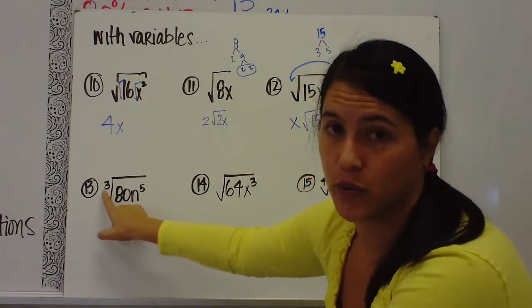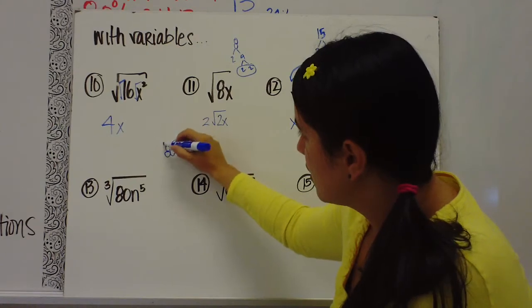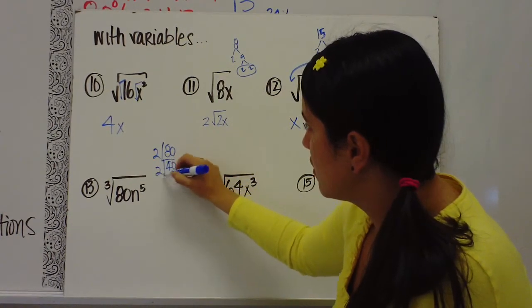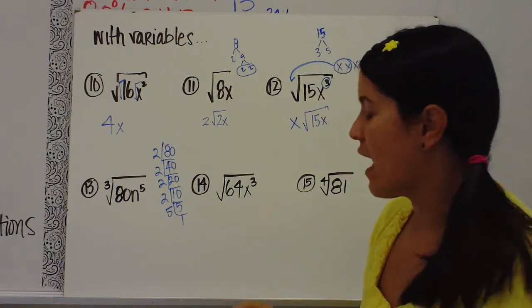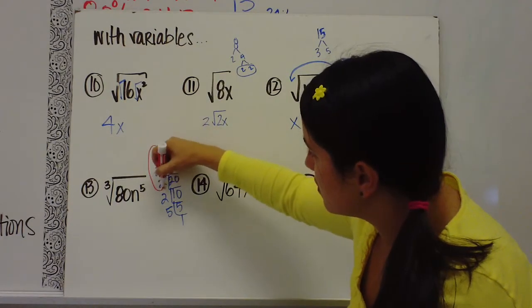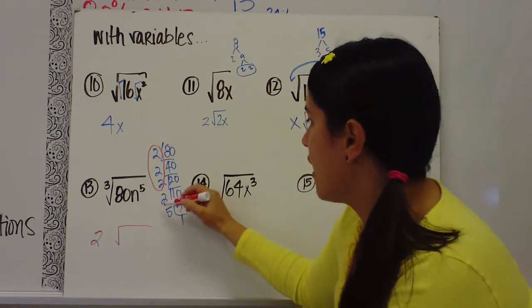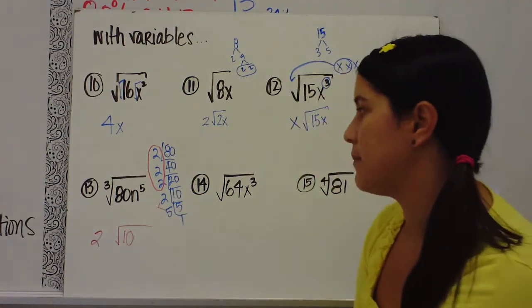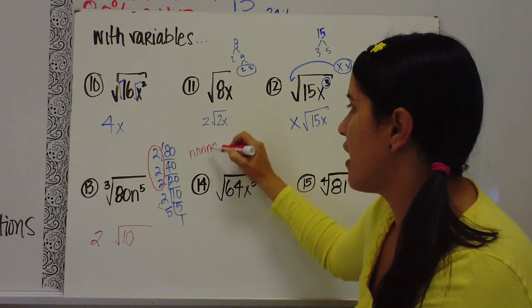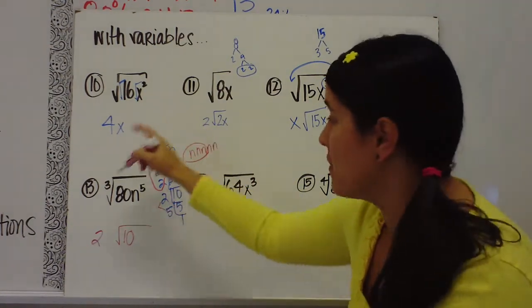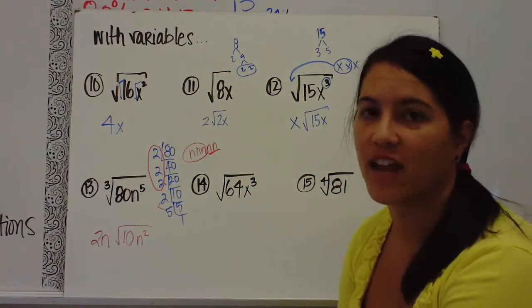Number 13 is a cubed root. So that means instead of pairs, we need 3's. So 80, 2, I'm just going to show you upside down division. So I need triples. So I have 1 set of triples. So that means I can have a 2 come out, and then 2 times 5 is 10, so I still have a 10 inside. The n to the fifth, that means you have 5 n's. 1, 2, 3, 4, 5. If I have 1 set of 3, they can come out, and then I have 2 left, so that stays on the inside. I know it can be confusing.